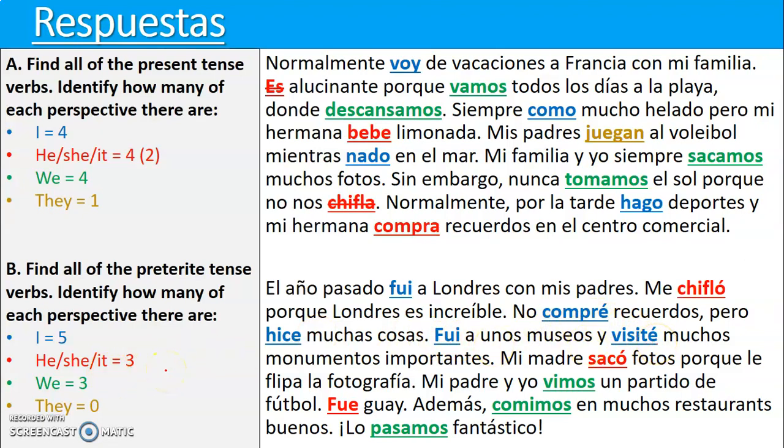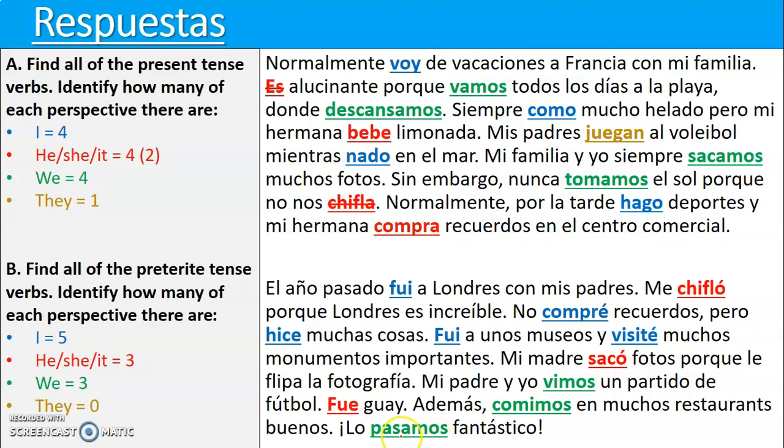3 he, she, it ones. Fue, which is just the past tense of es. So it was. Mi madre sacó, my mum took photos. And then I didn't really expect you to get this one. But it's good if you did, if you recognise the O with an accent ending. Then 3 we. Vimos, we saw, we watched a game of football. Comimos, we ate. And then lo pasamos fantástico.